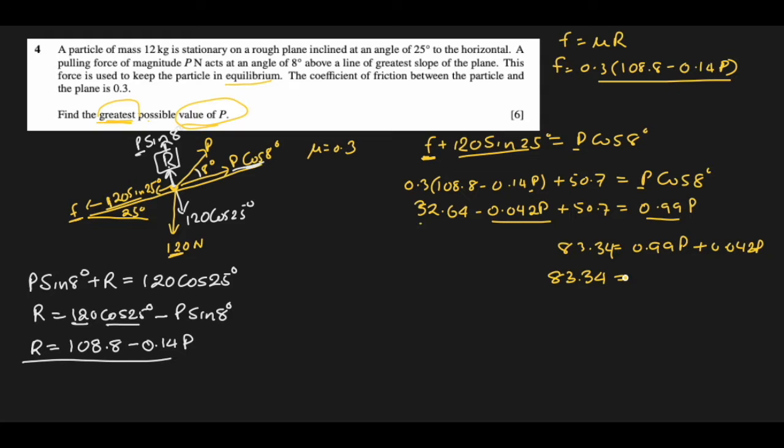83.34 newtons is equal to 1.032P. Divide both sides by 1.032. We get P equal to 80.8 newtons. That is the greatest value of P, which will keep the system in equilibrium.